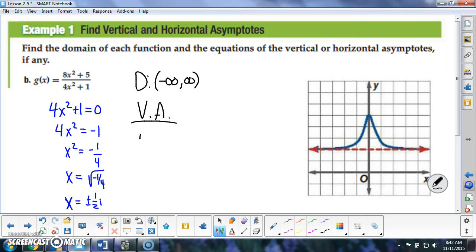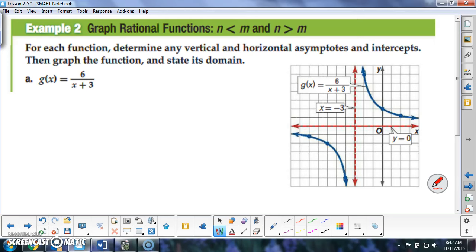Vertical asymptote, we've got none. And horizontal asymptote, you can see here, it's at 2. Y equals 2, horizontal line. Now again, look at the equation and look at the leading coefficients. We've got a second-degree polynomial on the top and a second-degree polynomial on the bottom. Take 8 and divide by 4, and that should give you a horizontal asymptote at 2. So you always divide those leading coefficients when the degree on the top and the bottom is the same, but it won't always be the same.